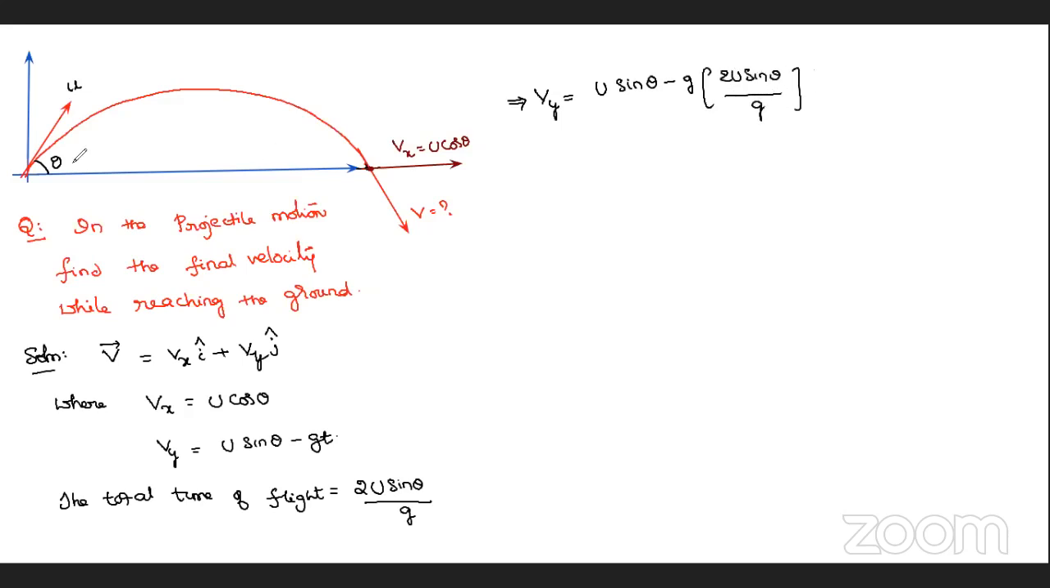vy is equal to u sine theta minus g into time. Time I am going to substitute here: 2u sine theta by g, the total time of flight. What is the vertical component of velocity? I am finding out. Okay, so here, g and g get cancelled and you get u sine theta minus 2u sine theta.